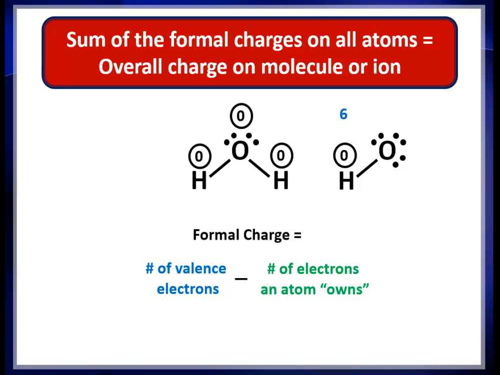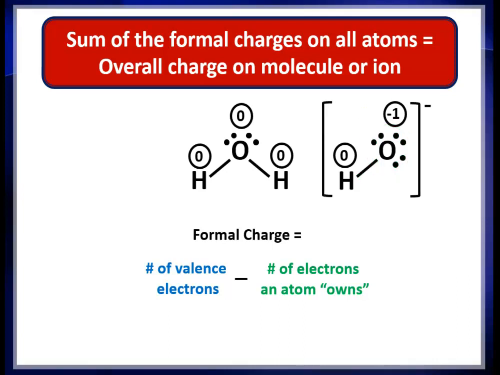But how many electrons does this atom own? Here it has 6 non-bonding electrons and one single bond, contributing 1 electron. That's 7 electrons owned by this oxygen, which leads to a formal charge of -1. That should make sense because hydroxide is a polyatomic ion with an overall charge of -1.